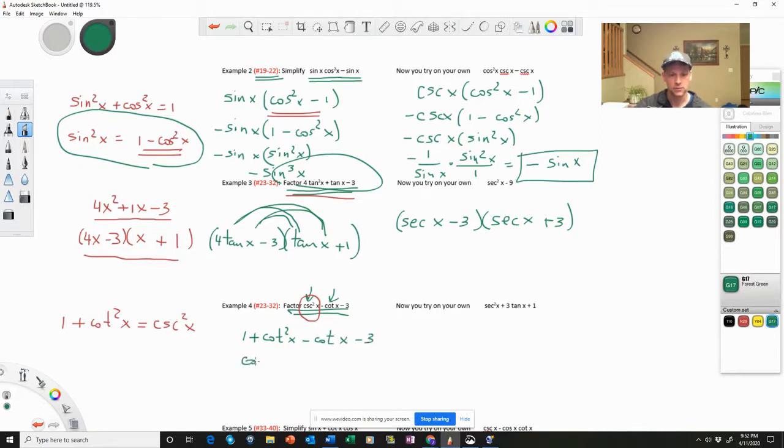Combining a few like terms, it's not too complicated here. We're just going to combine the -3 and the 1, and then I'm going to factor it just like I did in this example up here. So let's see. That's kind of like factoring x squared minus x minus 2. That factors into x minus 2 and x plus 1. So this will factor into the cotangent of x minus 2 times the cotangent of x plus 1. So pause the video once again, and now you try the next one. Go for it.